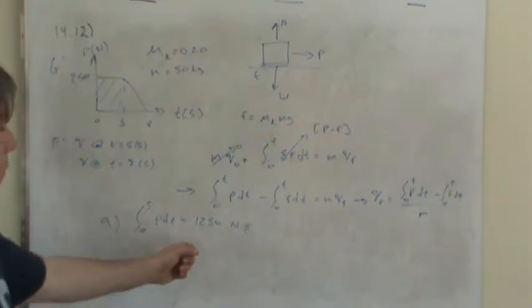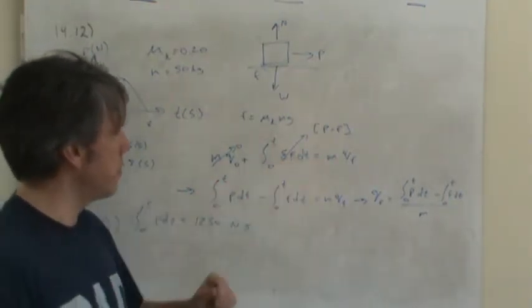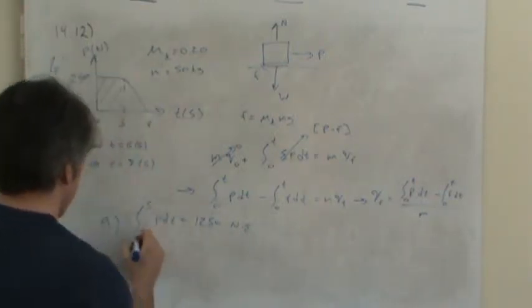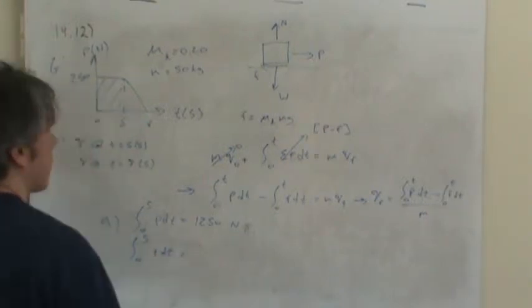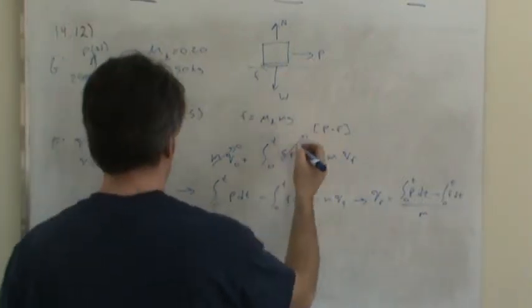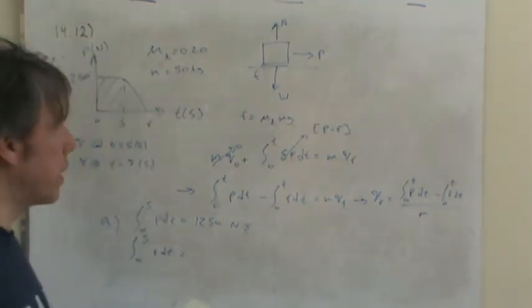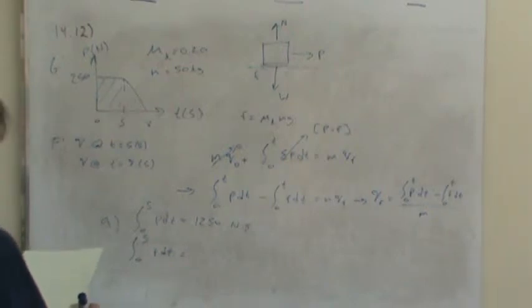Okay, so that's 1250 Newton seconds worth of impulse that changes the momentum of the box. Now, we have to be careful here because the friction will also act over that time. Now, the friction is a constant. That friction is just mu k mg. It does not depend on the speed, despite what your intuition may be telling you.